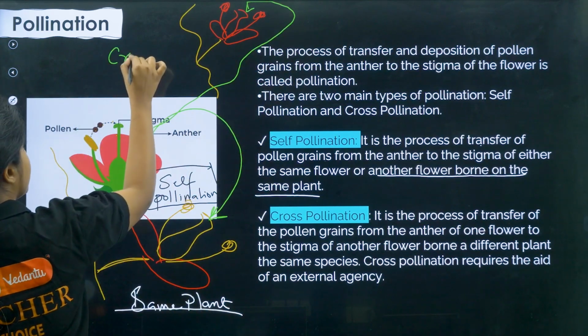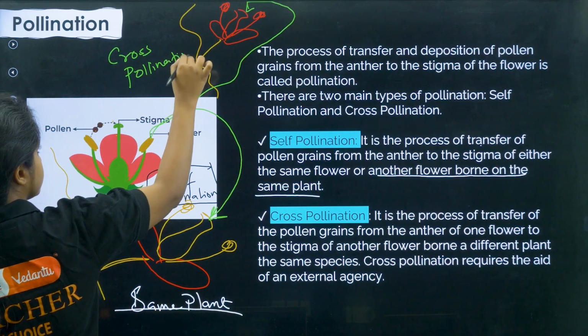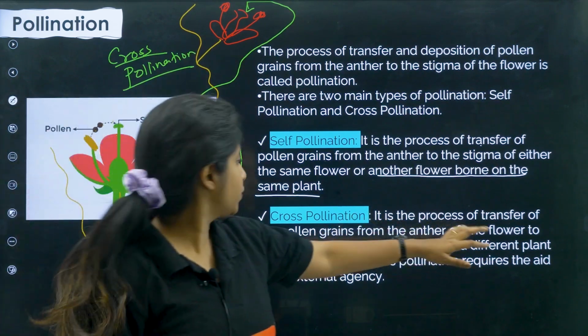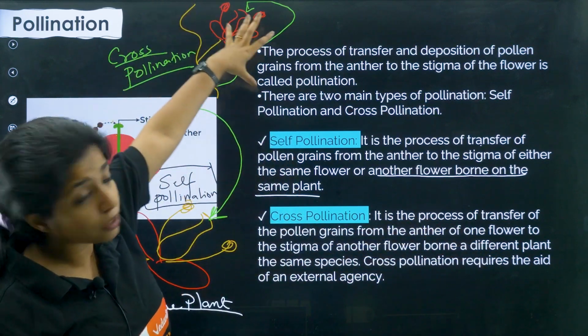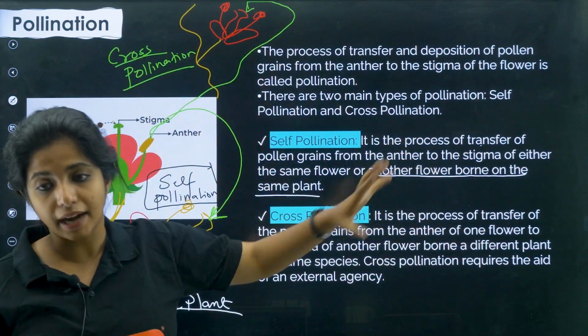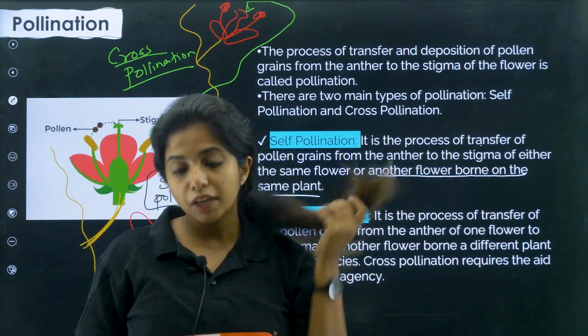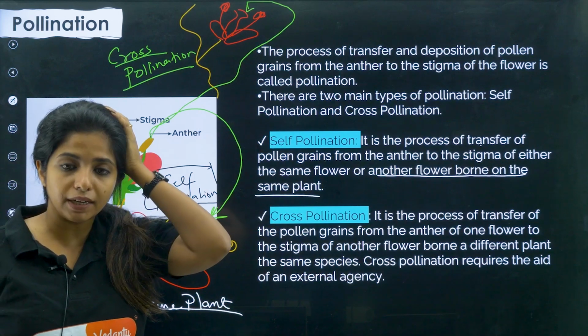This now is known as cross pollination. What do you call it? Cross pollination. It is the process of transfer of pollen grains from the anther of one flower to the stigma of another flower born on a different plant, but it has to be of the same species. If it is not of the same species, it won't be compatible. The fertilization would not be happening later on.